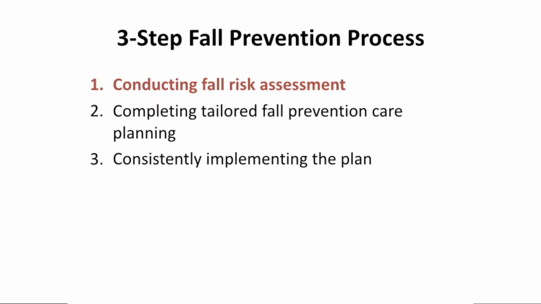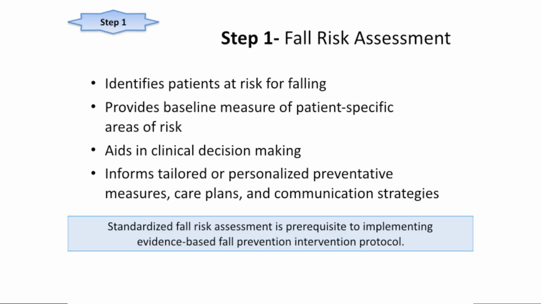And next we have the 3-step fall prevention process, which we've talked about relative to the Fall TIPS study, but we're going to view here in a little bit more detail. So first, conducting the fall risk assessment. This is really important because the fall risk assessment is going to help us identify those patients who are at risk for anticipated physiological falls. It'll provide a baseline measure of the patient's specific areas of risk that we can then use to help our clinical decision making. And the results of this assessment will inform the tailored or personalized preventative interventions that we're going to implement.